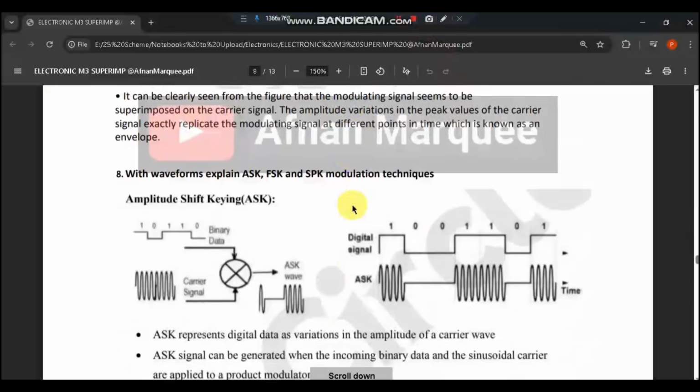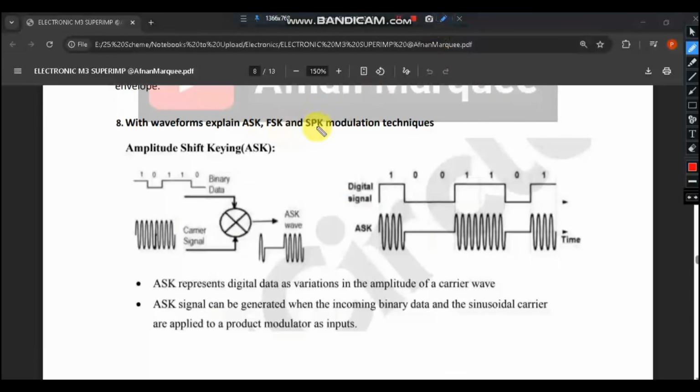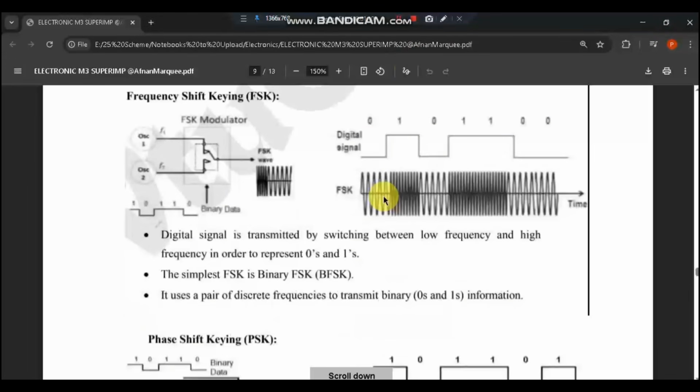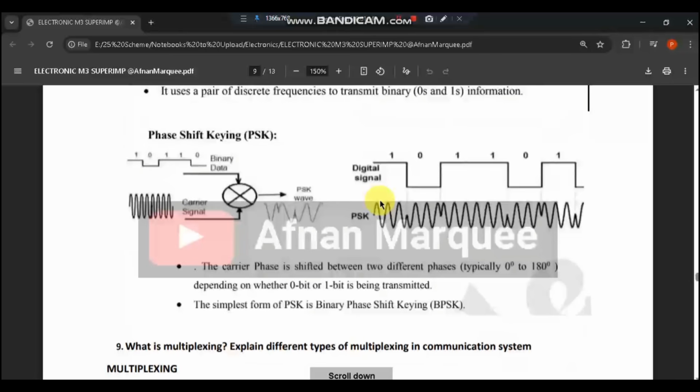With waveforms, explain ASK, FSK, and PSK modulation techniques. ASK is amplitude shift keying. There will be different types of keyings. ASK represents the digital data as variations in the amplitude of the carrier wave, and based on the amplitude shifts, we will be transferring the data. That is called ASK. Next is FSK and PSK. FSK is frequency shift keying. Based on the frequency shifts, the data is transferred. Phase shift keying: based on the phase shifts, the data is transferred. So that is phase shift keying.